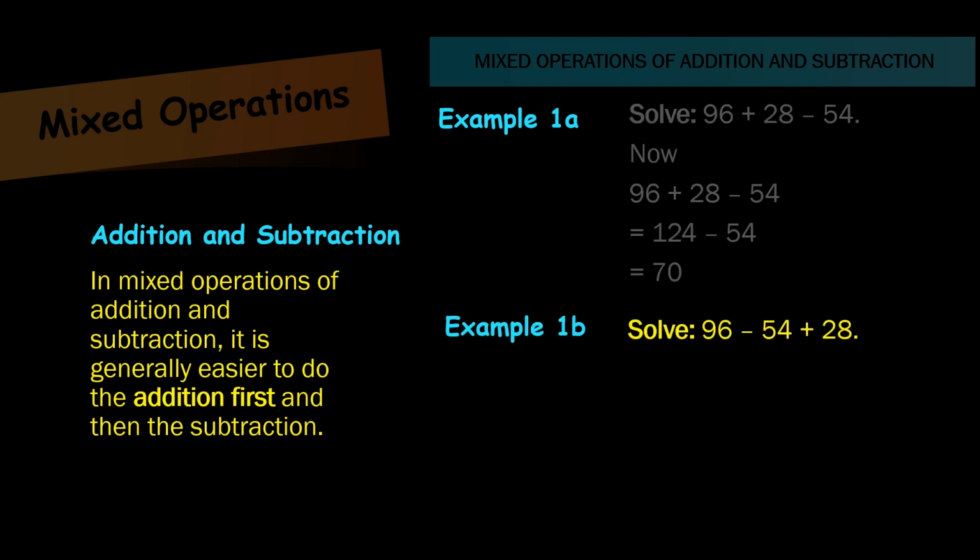Now let's take a look at another example. Try solving 96 minus 54 plus 28. Rearrange the values so that the positive values come first, as shown.